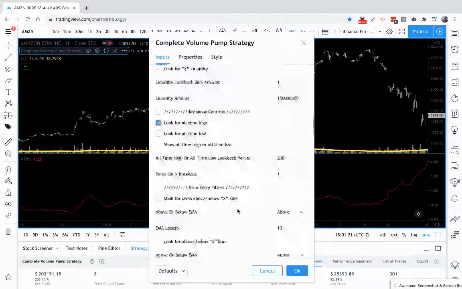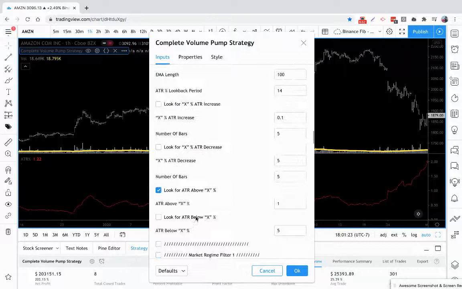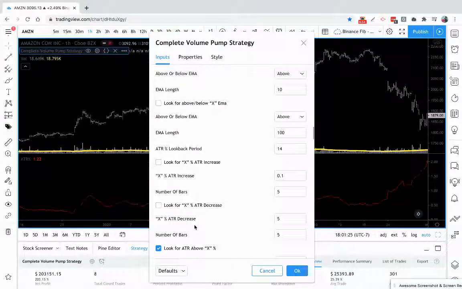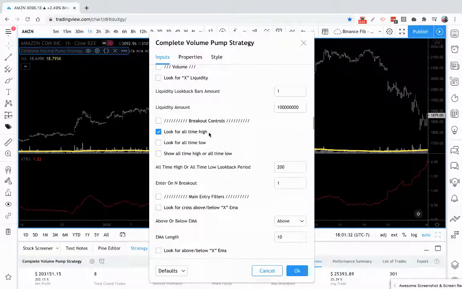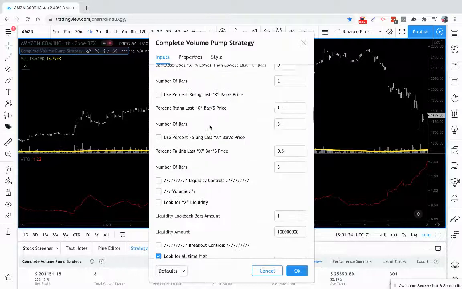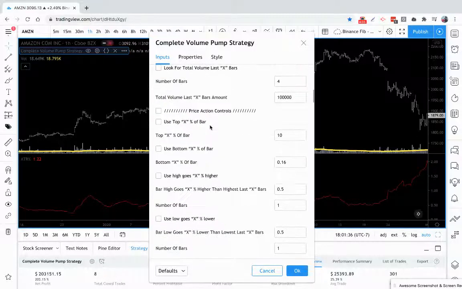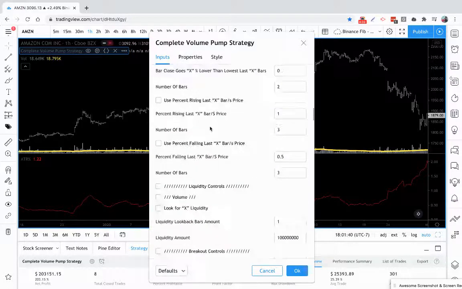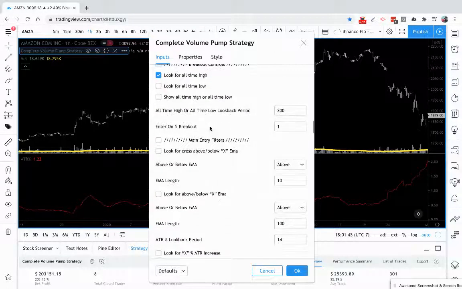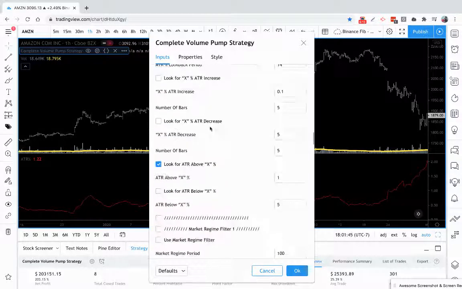I believe that's it. Let's see what we have, you could look for ATR below also. So these allow you to look for volatile or not volatile periods of your trading. These are main entry filters. You can use those with the breakouts, liquidity, with the price action, with the volume. You can use any of these together by themselves or all together. So very, very powerful way of finding very specific conditions in the market.